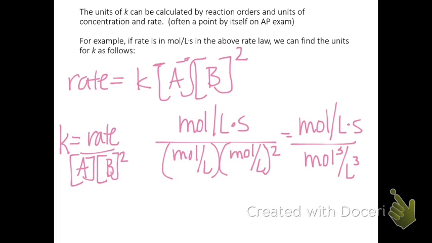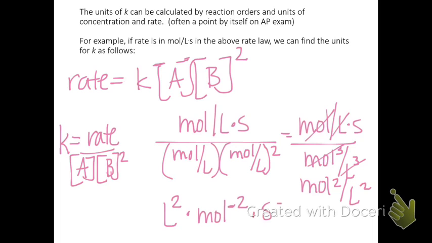So what I see here, of course, is that this moles per liter is going to be canceled, and then these are going to be changed to moles squared over liters squared. Now, in order to put what my units are going to be, there's a couple of ways you can do this, but I'm going to show you the most common way. The most common way is I would say I've got liters squared times mole to the minus 2, because it's on the bottom, times second to the minus 1.